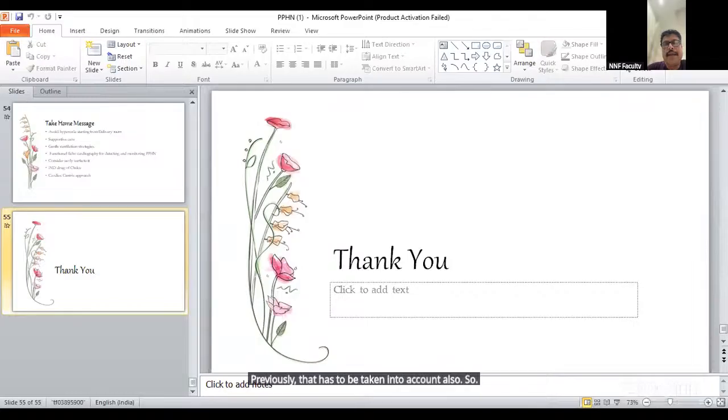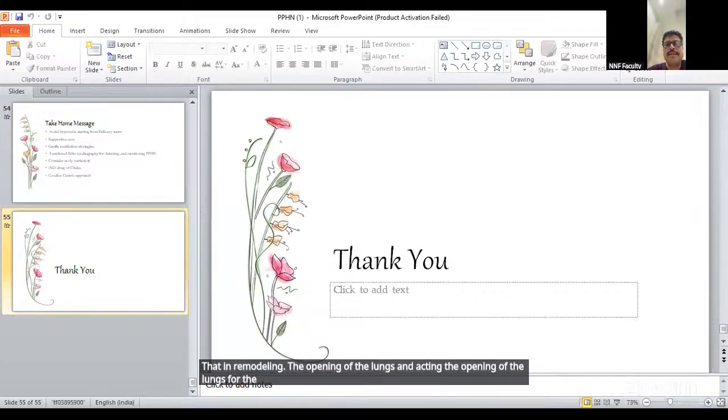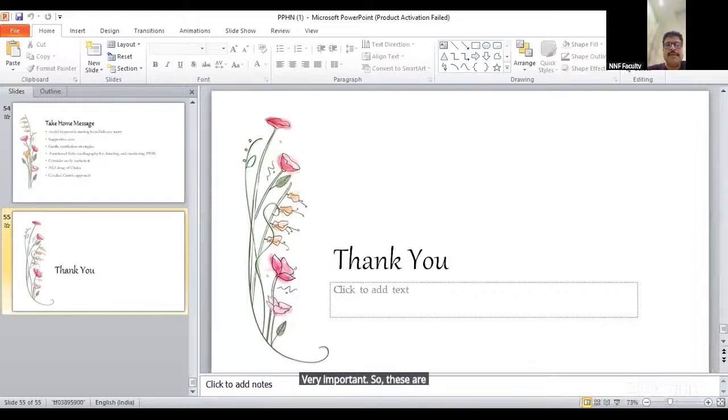Early surfactant has a great role in remodeling, the opening of the lungs, for the INO and other things to act. So early surfactant is very important, and nevertheless the role of sildenafil is also very important. So these are the various things. If there are any questions, we can discuss.